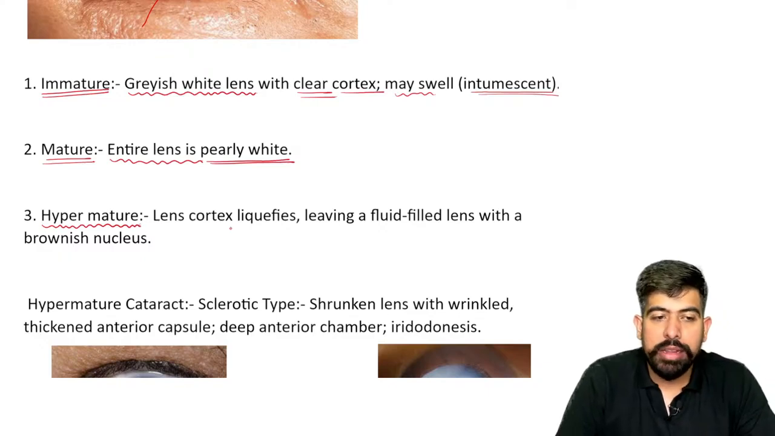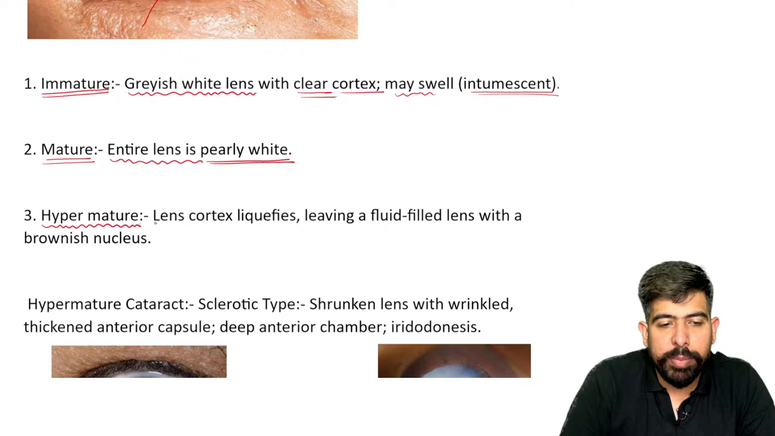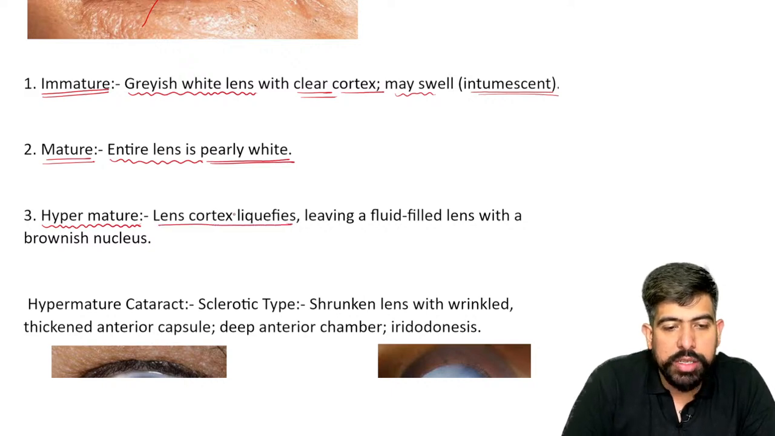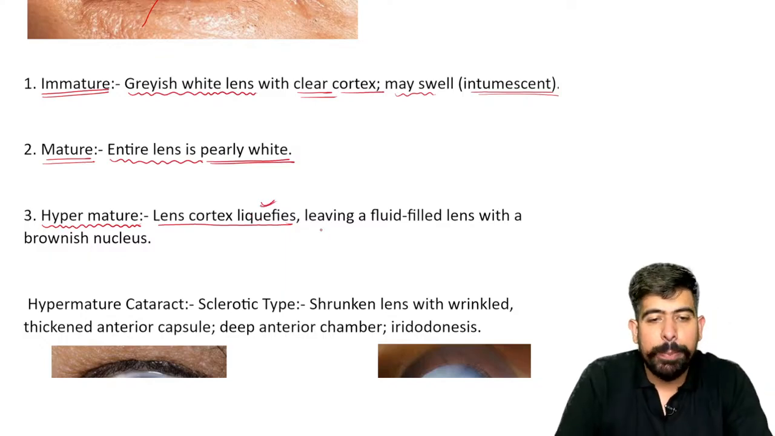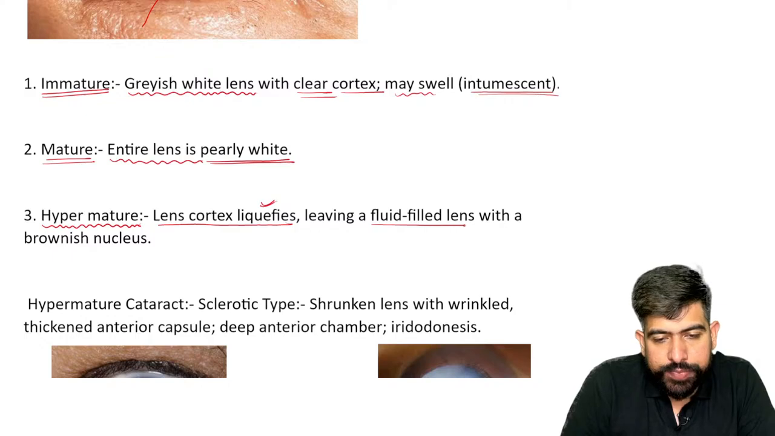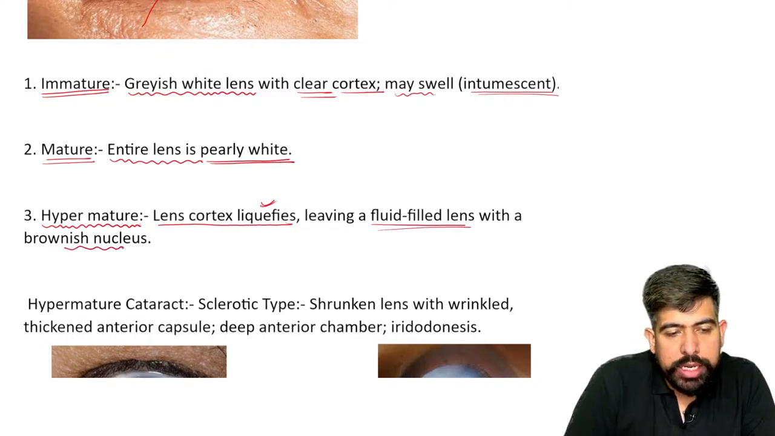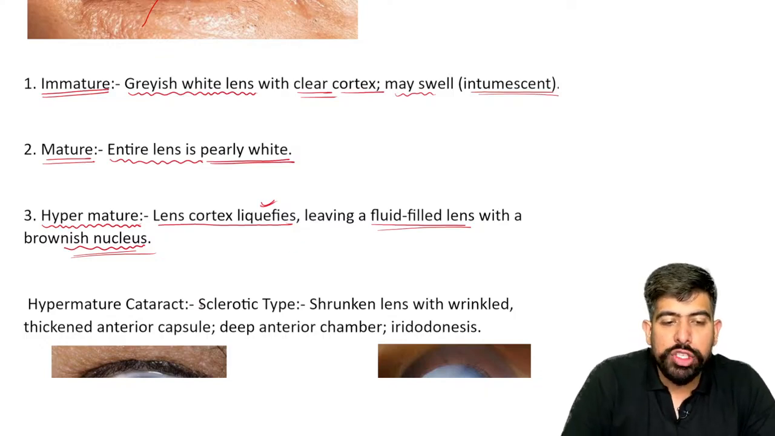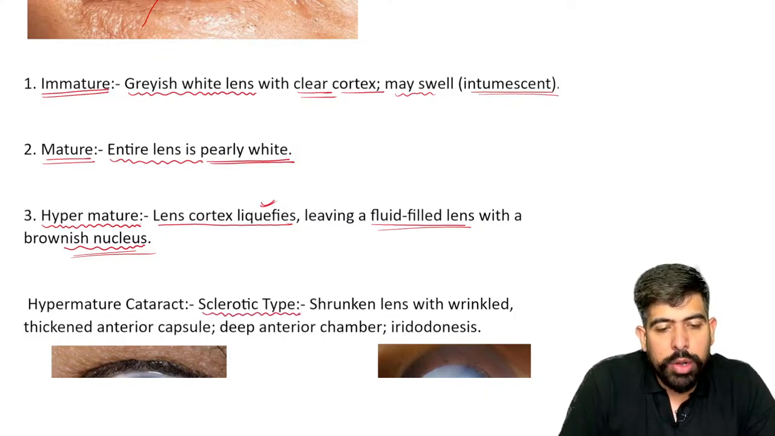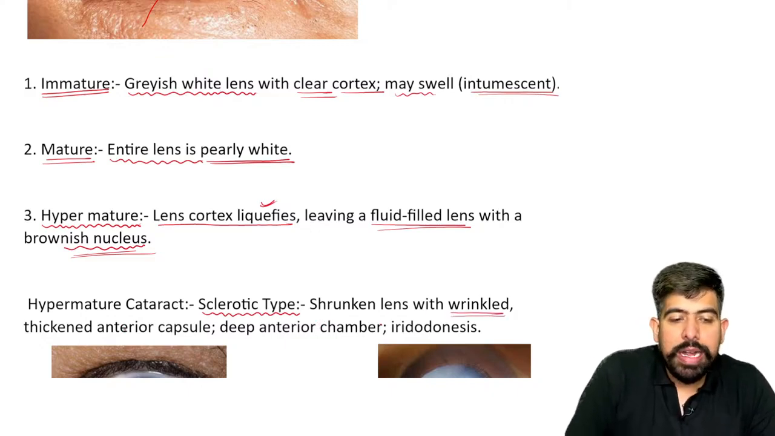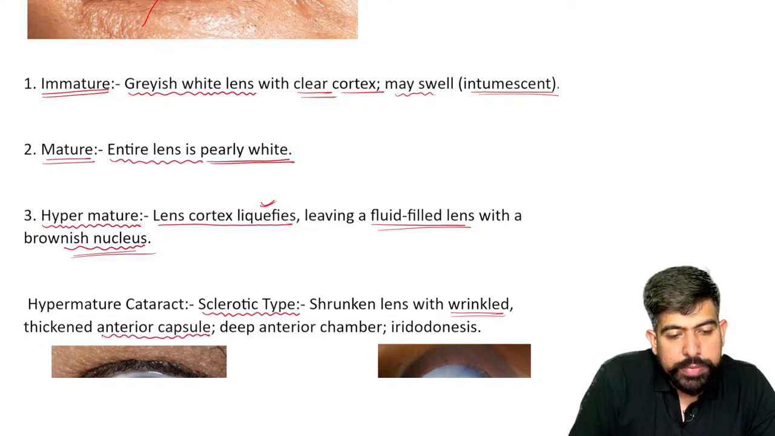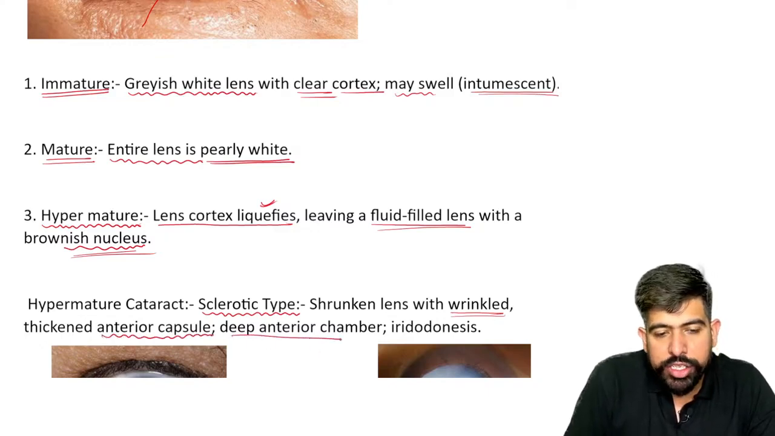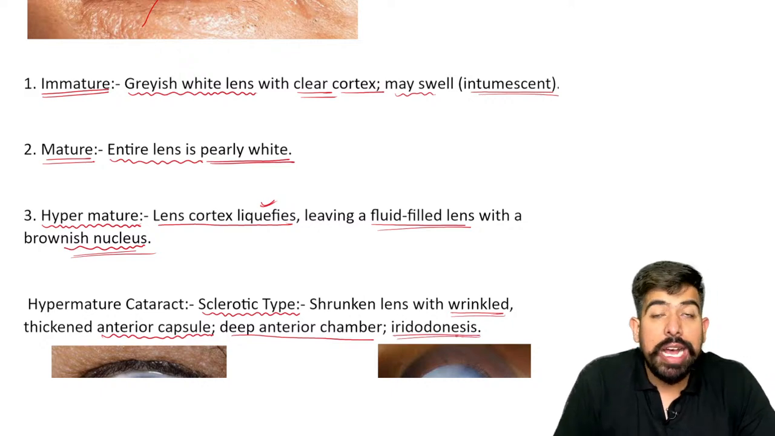And the third one is the hypermature. The mature is okay. Now in the hypermature, what will happen? The lens cortex will liquefy, meaning it converts into liquid, leaving a fluid-filled lens with a brownish nucleus. And please remember, the hypermature cataract is sometimes the sclerotic type. What is the meaning of sclerotic? There will be a shrunken lens with wrinkles and a thickened anterior capsule, and that's why we see a deep anterior chamber, and it may cause iridodonesis.